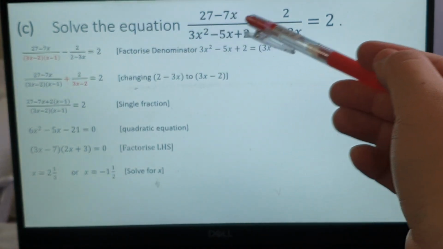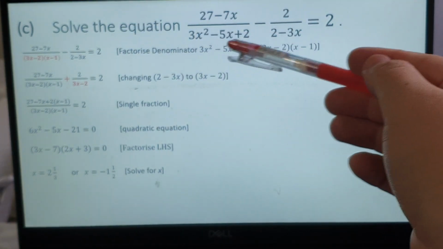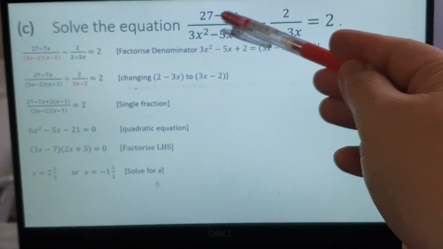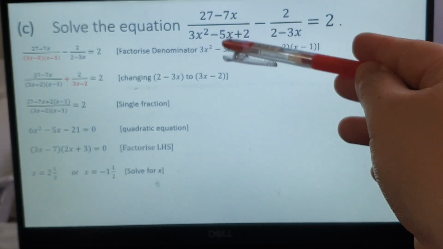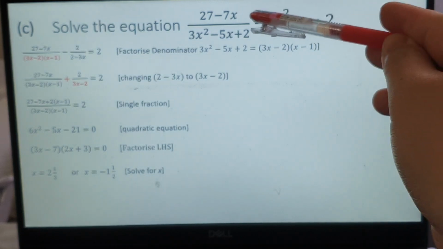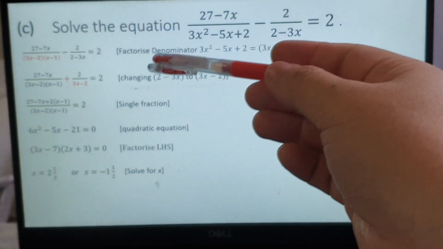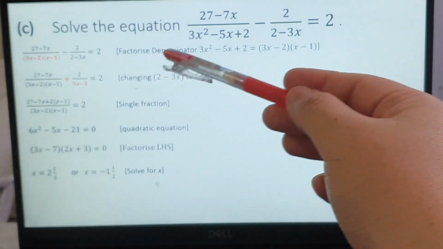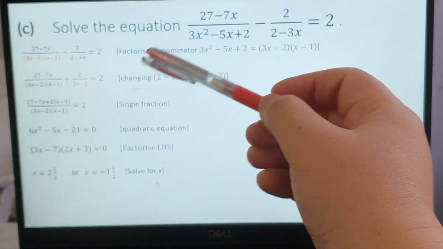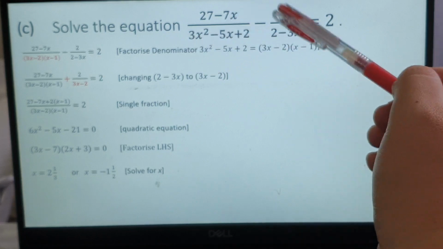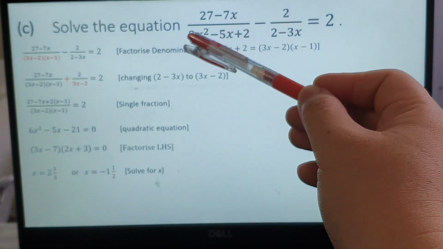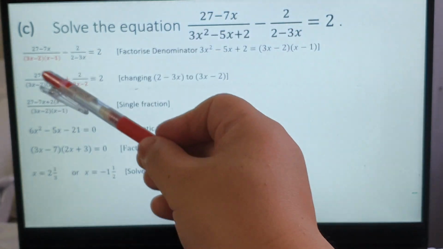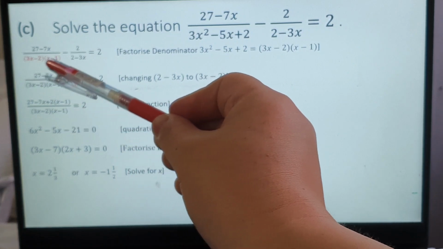Now to solve this, as I mentioned in the previous video, you need to combine this into a single fraction. This must be a single fraction. Then you cross multiply. Then you can solve once you get ax squared plus bx plus c. Okay, so all the steps are labeled here. You can have a look. Now, firstly, in order to combine these two into a single fraction, you must make sure you factorize this first. And I've shown you using a calculator how to do it.